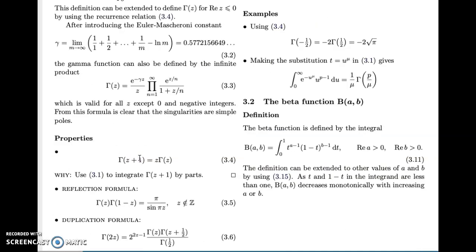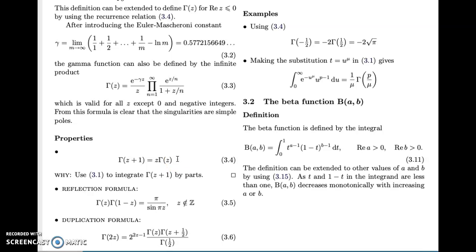Okay, so properties. The fundamental property, which makes it like a factorial, is that gamma of z plus 1 is equal to z times gamma z. So it's just like the factorial function, except with a factorial function, obviously n factorial is equal to n times n minus 1 factorial. So they sort of differ by 1.